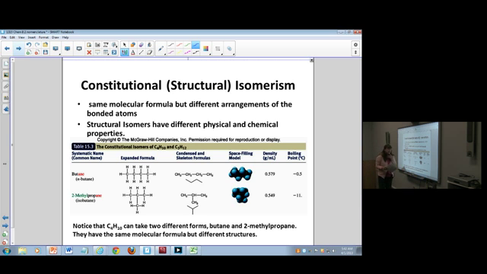So we're going to talk about constitutional isomers. Those are structural isomers. Isomers means they have the same molecular formula, but the bonded atoms are arranged differently when they're constitutional or structural isomers. And when they're structural isomers, they have different physical and chemical properties. So we looked last time at butane. Butane, remember, has 4 carbons, and the -ane indicates that it's all singly bonded.